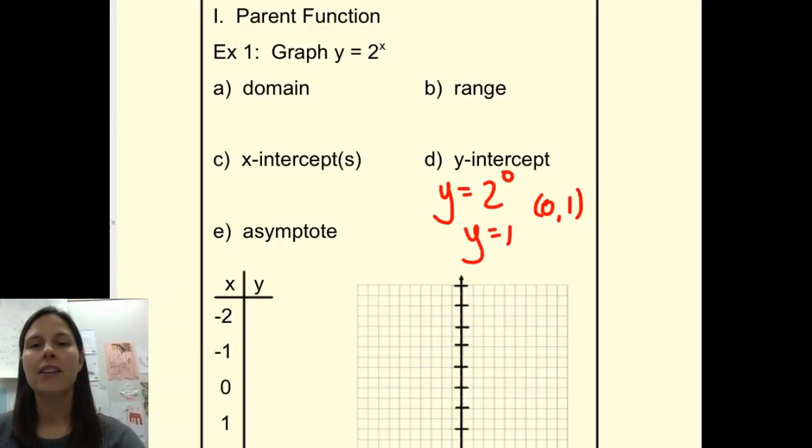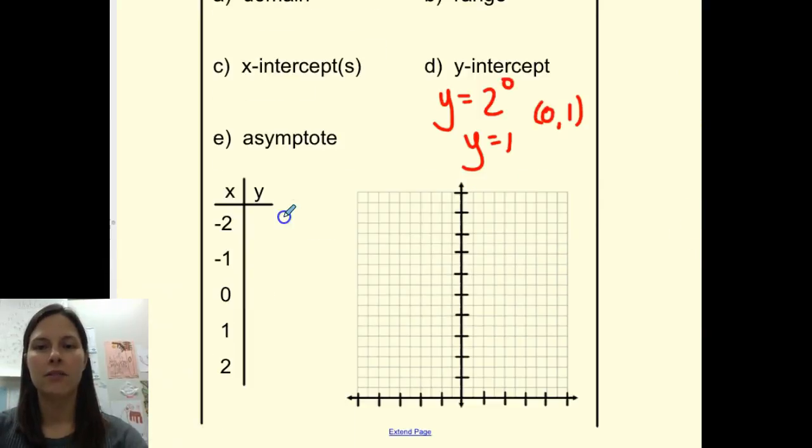This is something that all exponential graphs have in common. Anything to the 0 power is 1. So any base to the 0 power will give you a y-intercept of 1. There is an asymptote, and we'll take a look at that after we see the graph as well.